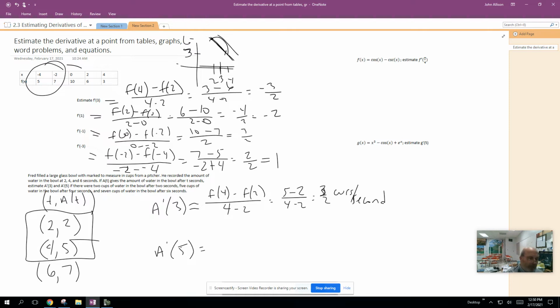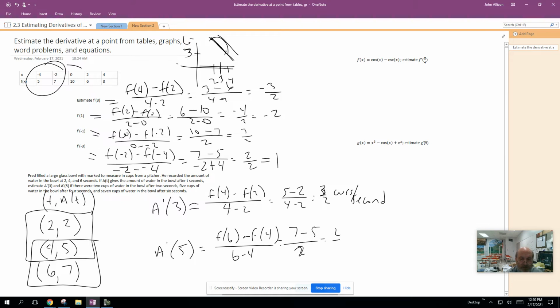And so we're going to do A prime of 5. We're going to use these 2 points because they're equidistant: 6 and 4 are equidistant from 5. And so we're going to do f of 6 minus f of 4 over 6 minus 4, which is going to be 7 minus 5 over 2. 2 over 2, which is 1 cup per second.